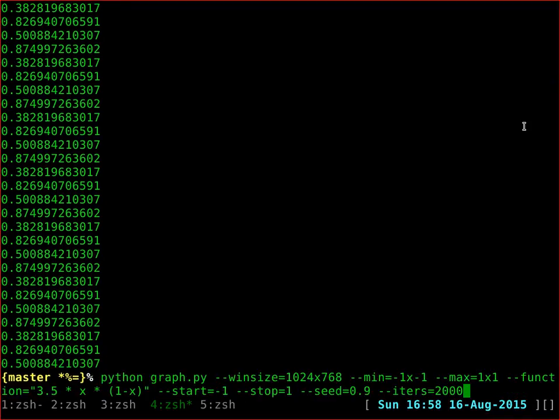Finally, we'll try 3.55, which should give us a period 8 cycle. It should be even more interesting. So now we have 2 over here. I think there's 1 over here, 1 over here, and then we have 1 over here. So 2 over here, 1 over here, 1 over here, or something. Right. So now we have a period 8 cycle. It stays there. It doesn't plot anything else. That's the point.